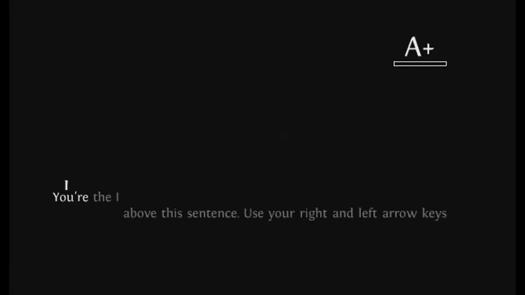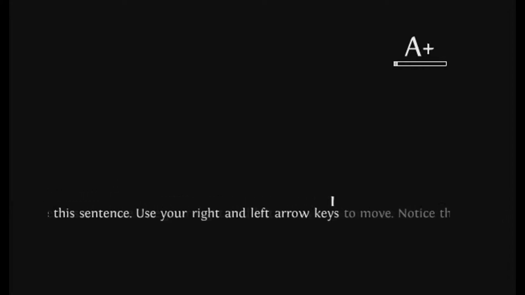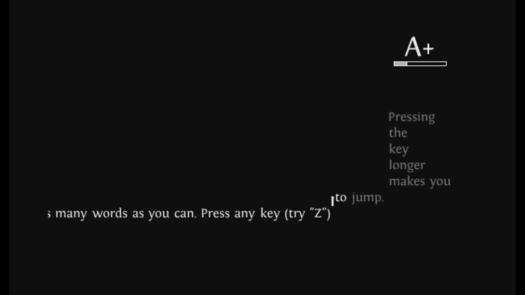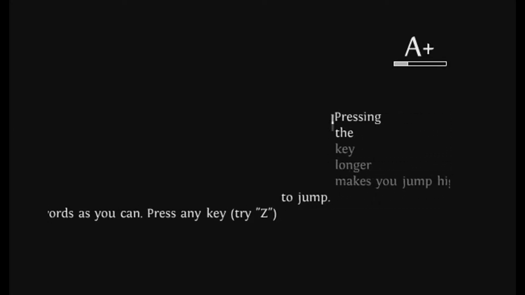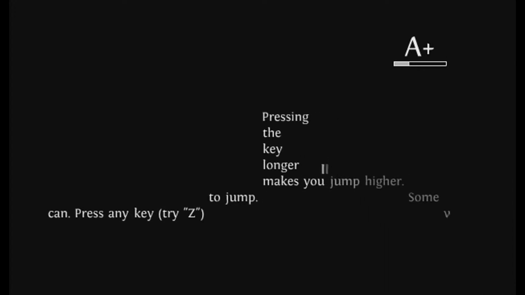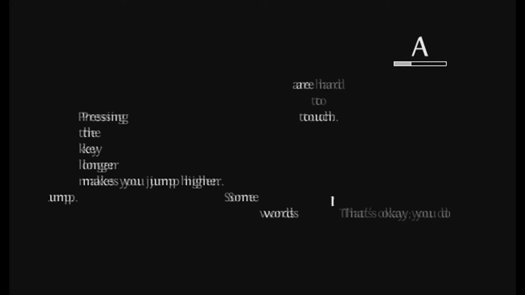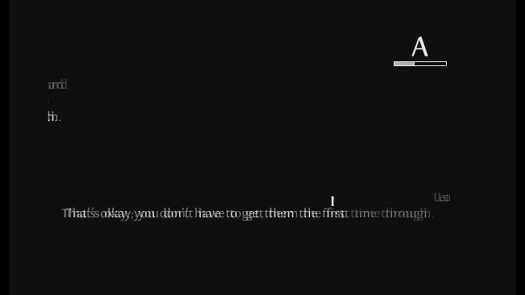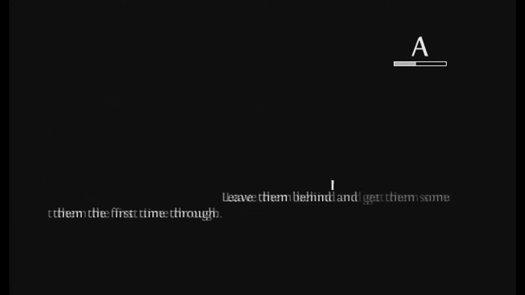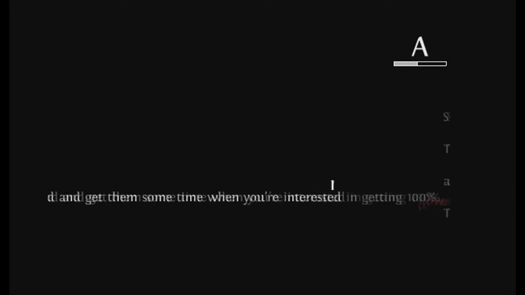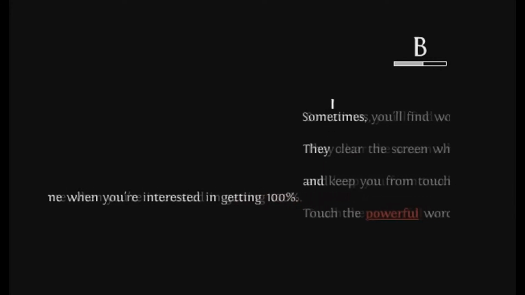Touch as many words as you can. You're the I above this sentence. Use your right and left arrow keys to move. Notice the words lighting up. Your goal is to read the stories and poems in this game thoroughly by touching as many words as you can. Press any key, try Z to jump. Pressing the key longer makes you jump higher. Some words are hard to touch. That's okay. You don't have to get them the first time through. Leave them behind and get them some other time when you're interested in getting 100%.